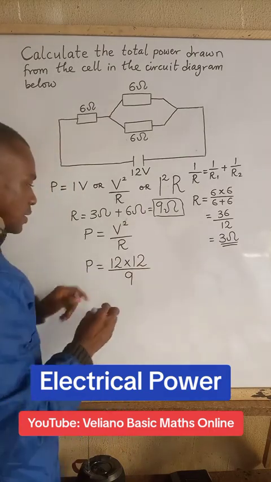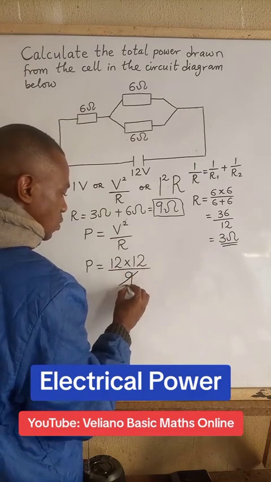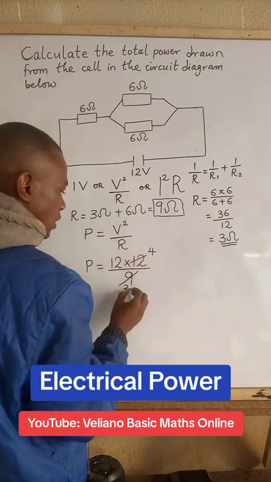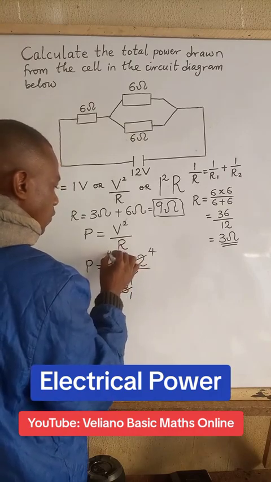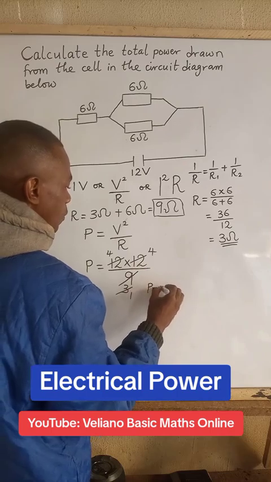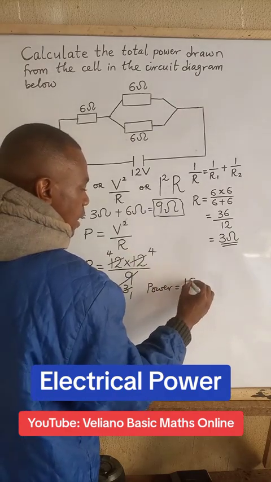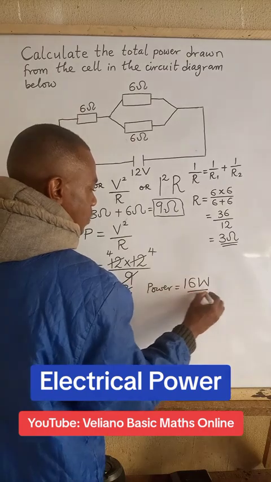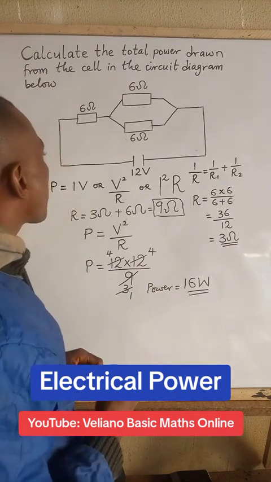Now, as it stands, I will start simplifying. 3 divide this, it will give us 3. 3 divide this, it will give us 4. 3 divide 3, it will give us 1. 3 divide this, it will give us 4. So the power is equal to 4 times 4, which is 16. Note that power is measured in watts. So the answer to this question is 16 watts.